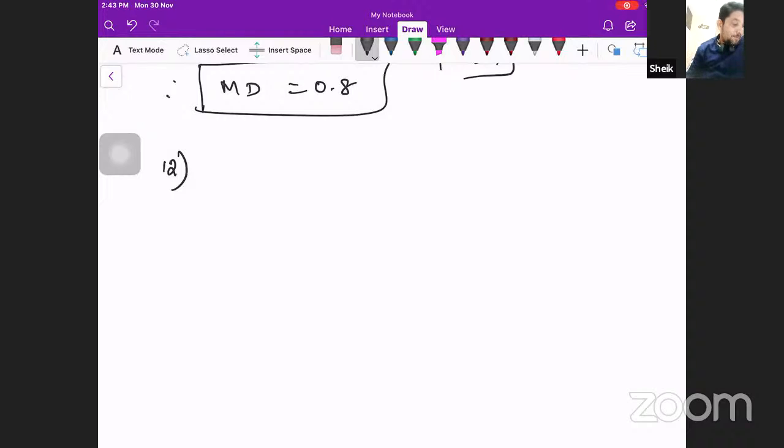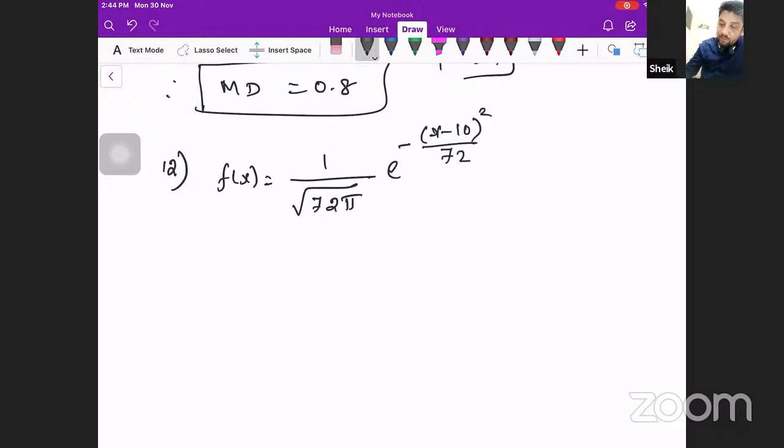What is the first quartile of X having the following probability density function? The probability density function is given as f of x is equal to 1 by root of 72 pi, e power minus (x minus 10) the whole square by 72.